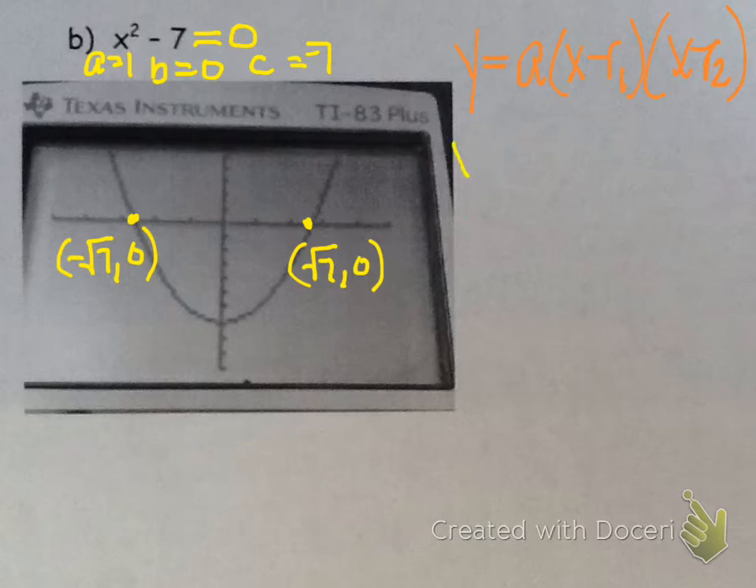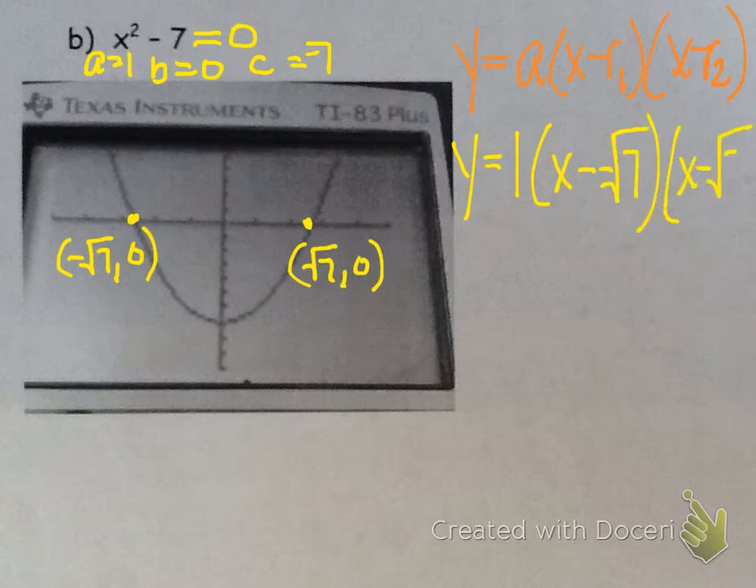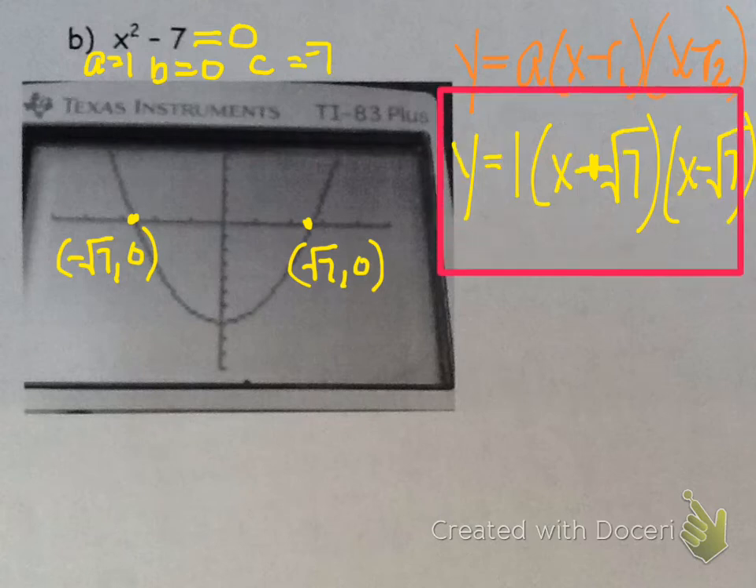Okay, so y equals a, remember a is 1, times x minus, our first root is negative square root of 7, and x minus, our second root, is positive square root of 7. The negative square root of 7 and the minus is going to change to a plus, and that's our solution. There's no simplifying. We don't want decimals. We want exact answers, so square root of 7 is an exact answer.